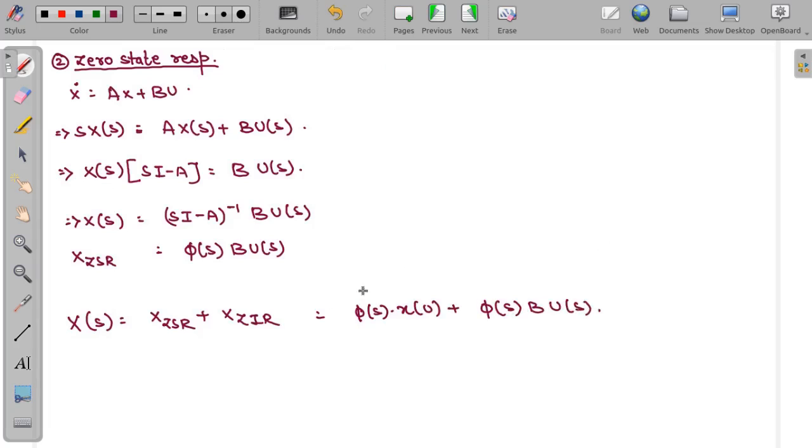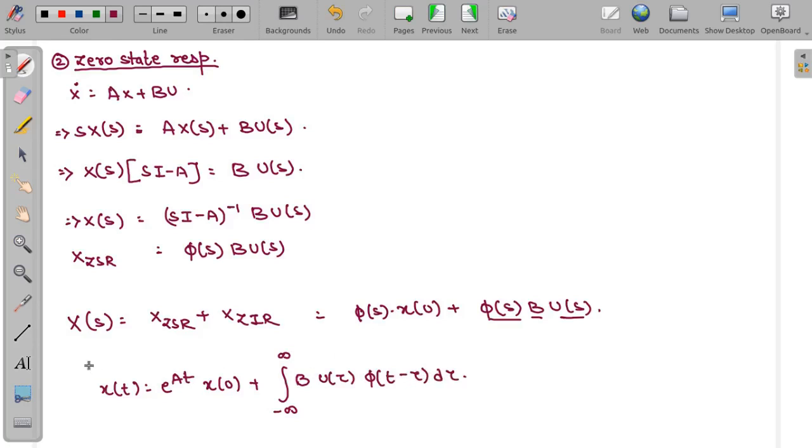So usually I prefer to write it in this form only because it is quite easier to solve. Or else, what happens if you want to write it in time domain? So this will be x of t is equal to phi of t, that will be e to the power At, x of 0 plus, now over here phi of s B U of s, you will be having a convolution. So this will be integral of B u of tau phi of t minus tau d tau. So this will basically be a convolution.